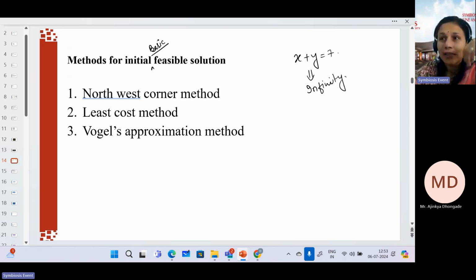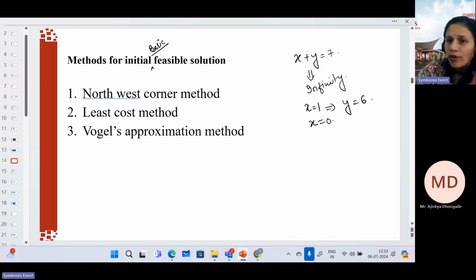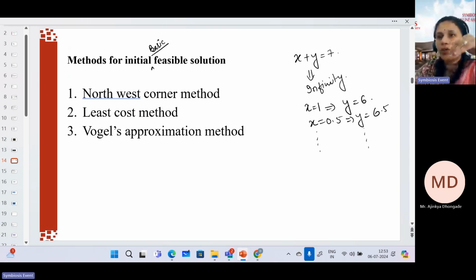But if a solution exists, there are again two possibilities: either it has one unique solution or it has infinitely many solutions. For example, if my value of x is 1, then correspondingly you receive y as 6. If my value of x is 0.5, correspondingly you receive the value of y as 6.5. In this way, multiple solutions are possible. All these values satisfy the given equation, but if they also satisfy the objective function, then I say this is my feasible solution.